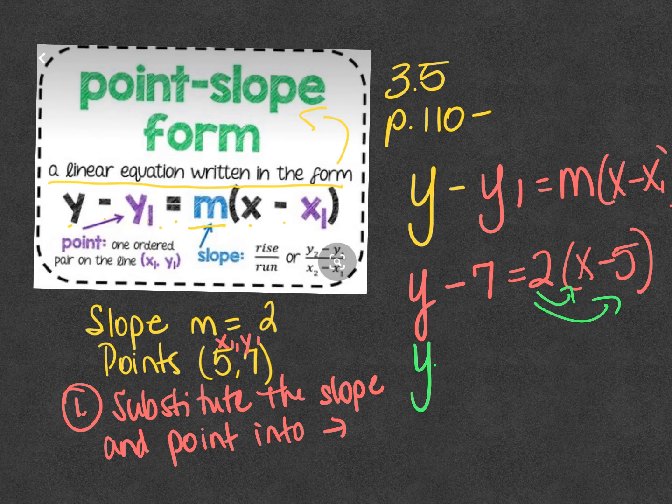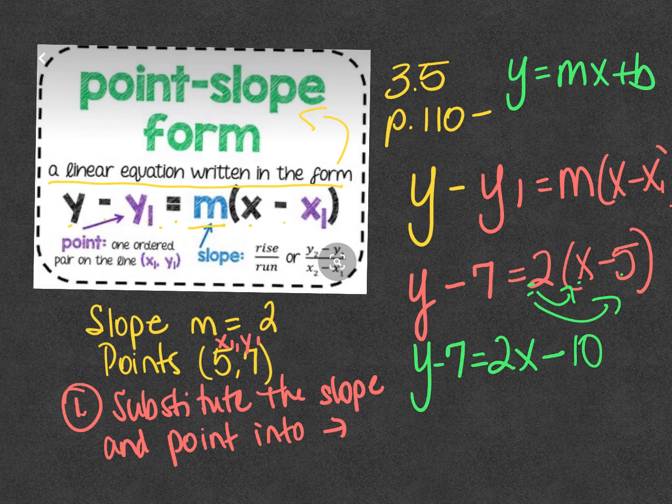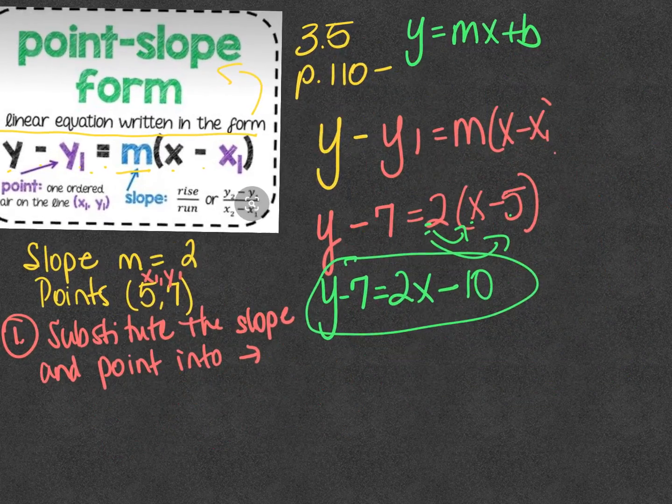So y minus 7, and as you know, I like to rewrite everything. 2 times x is 2x, minus 2 times negative 5, which is the same as saying 10 here. All right? So now your goal is to rewrite this in the y equals mx plus b form, which is your slope-intercept form, okay?